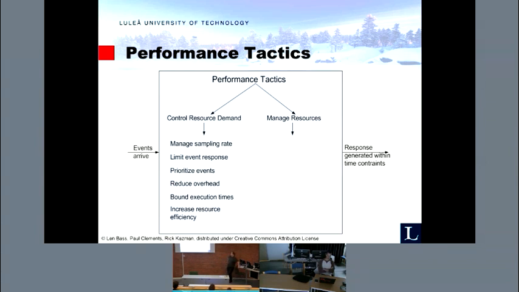Increase resource efficiency. Well, of course, you can improve the algorithms to improve computational time. Can we have one or two suggestions on how to manage the resources? We already have add more resources. That's a basic one, right? Anything else? We also already have kind of the queue. I think that's covered here. Anything else?